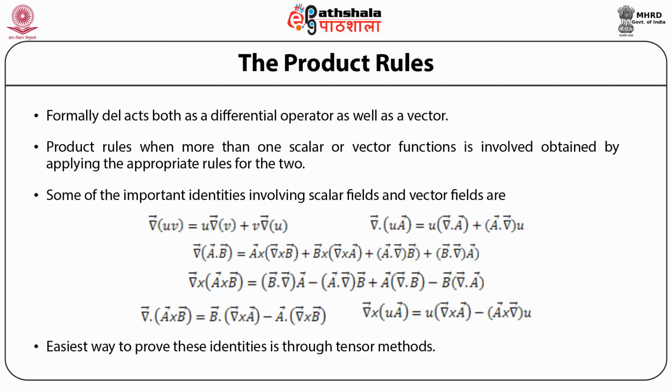Similarly, del cross u a vector is equal to u into del cross a vector minus a vector cross del into u, and del cross a vector cross b vector is equal to b vector dot del into a vector minus a vector dot del into b vector plus a vector into del dot b vector minus b vector into del dot a vector. Though some of these identities can be proved by the direct vector method, the simplest and most straightforward method is to appeal to tensor notation and the summation convention that will be introduced in a later module on tensors.